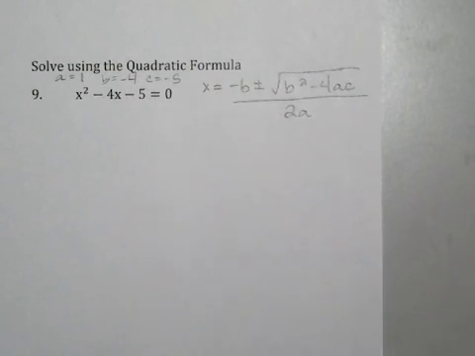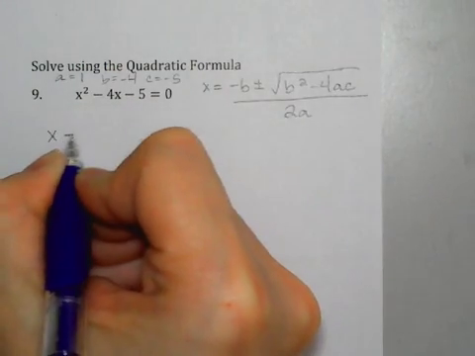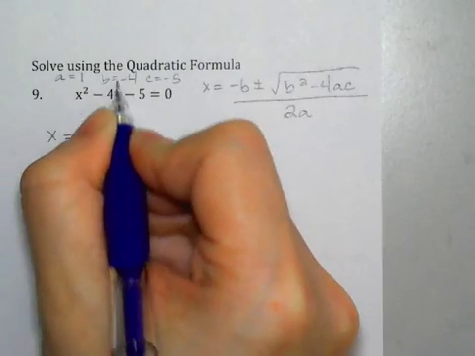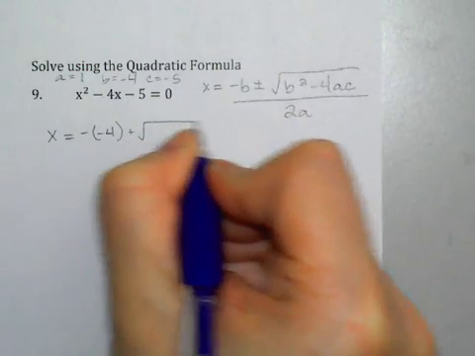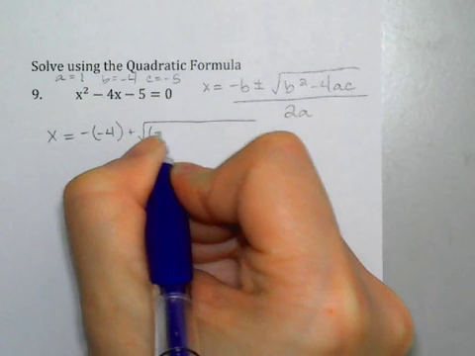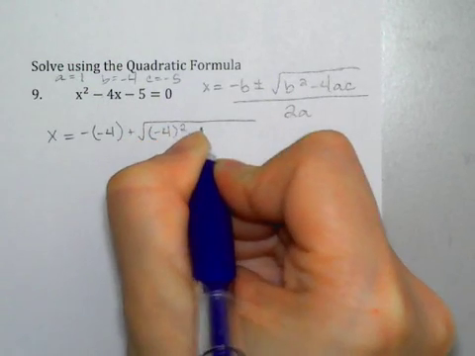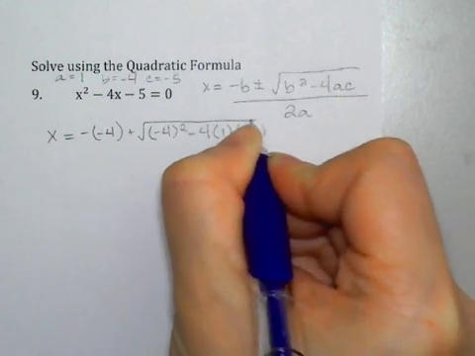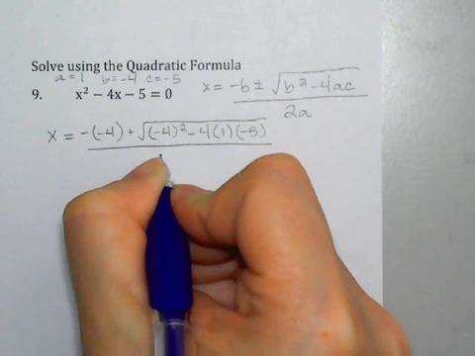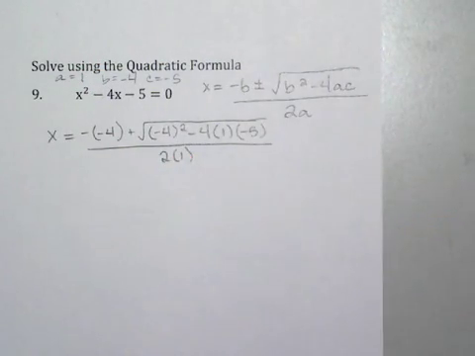So we plug everything into the formula. X equals, there's a negative in the formula, and our b is also negative, so negative, negative 4, plus or minus the square root of b squared, so negative 4 squared, minus 4 times a, which is 1, and c, which is negative 5. Divide that whole thing by 2 times a, or 2 times 1. And then you go about simplifying everything, getting rid of the multiplication and the squares to make it simpler to deal with.